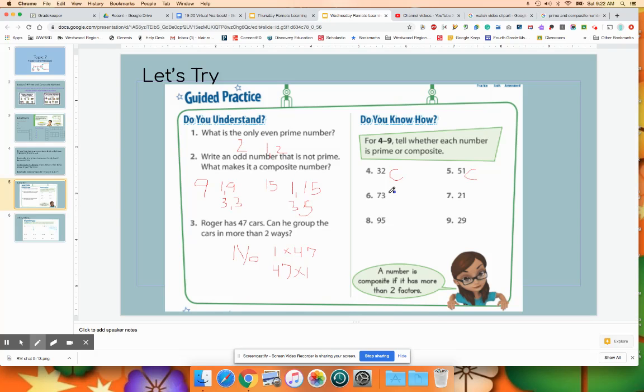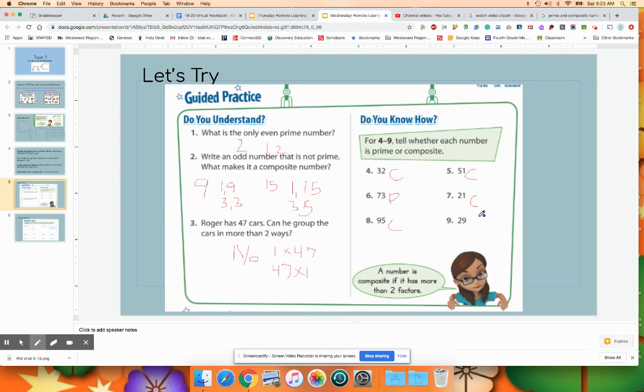4 is not a factor because we know 4 times 20 is 80. And if I subtract 4 from 80, I get 76. If I subtract 4 from 76, I get 72. So 73 is actually a prime number. 21, 3 times 7, so it's composite. 95 ends in 5. Anything that ends in 0 or 5 has 5 as a factor, so it's composite.